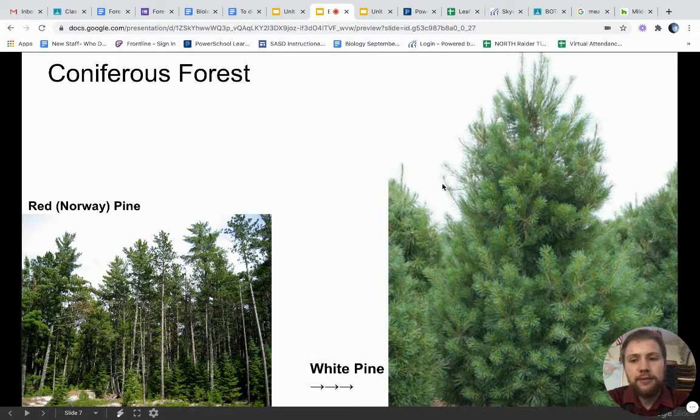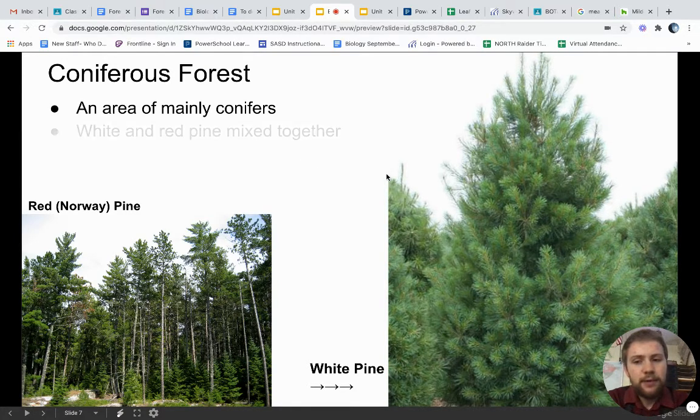All right, so our second forest type is the coniferous forest. As its name implies, it is mostly going to consist of conifers as well. Mostly white pine, shown right here, and red pine. Notice red pine has a lot fewer boughs or branches that have needles on it. It is a very tall type of tree that is from Norway, so it is originally called the Norway pine.